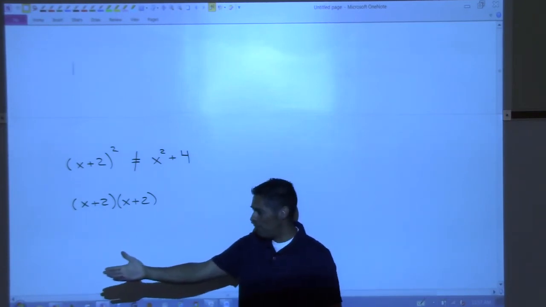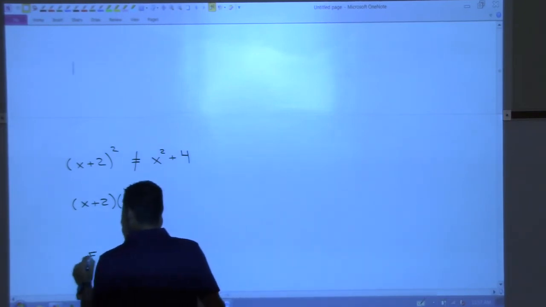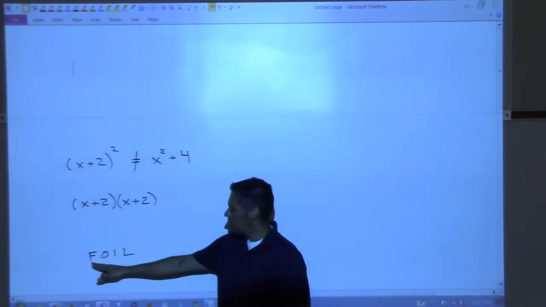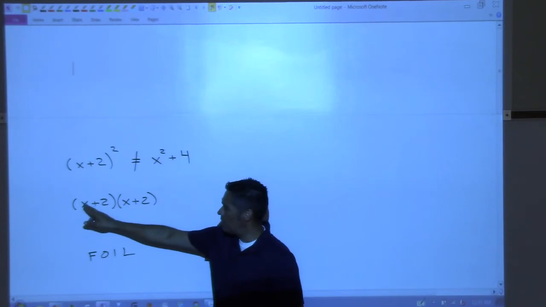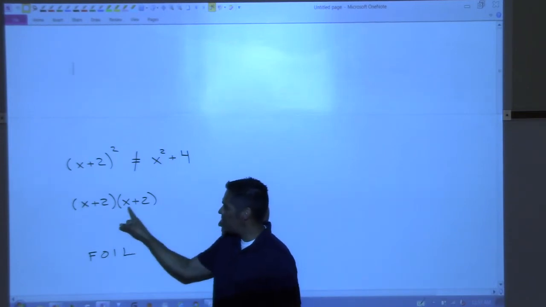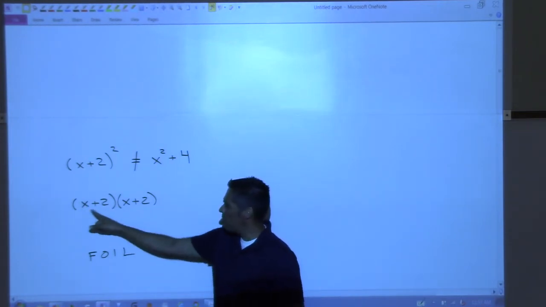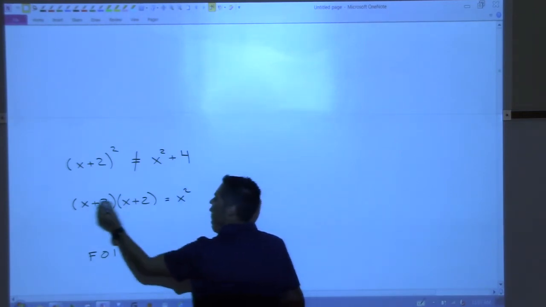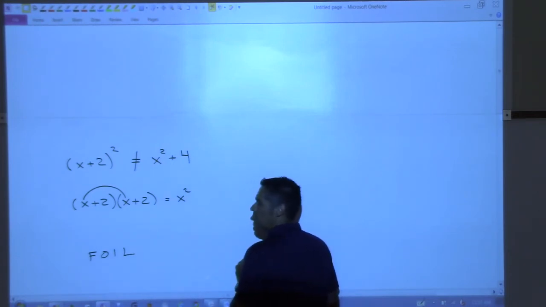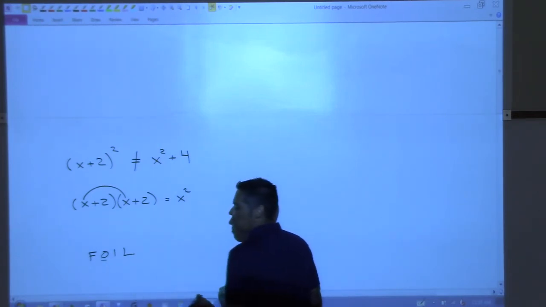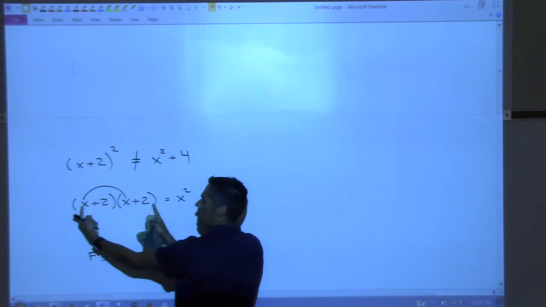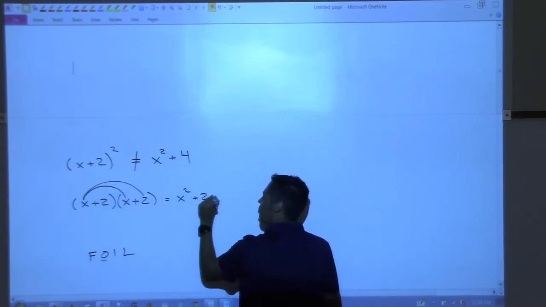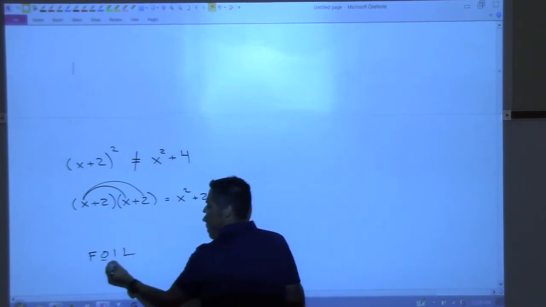And then we do this thing called FOIL. FOIL stands for what? You do the first ones, so that means you multiply the first ones together. This is the first one in this parenthesis, this is the first one in that parenthesis. So you multiply the first ones, what's x times x? You get x squared, so there's your first one. And then you do O, which is the outer ones. That means the outside ones multiplied together, which gives you plus 2x. Then you do the inner ones.